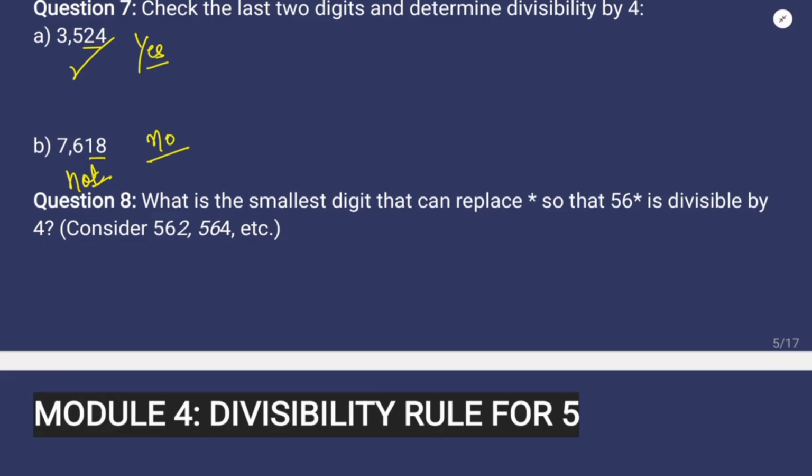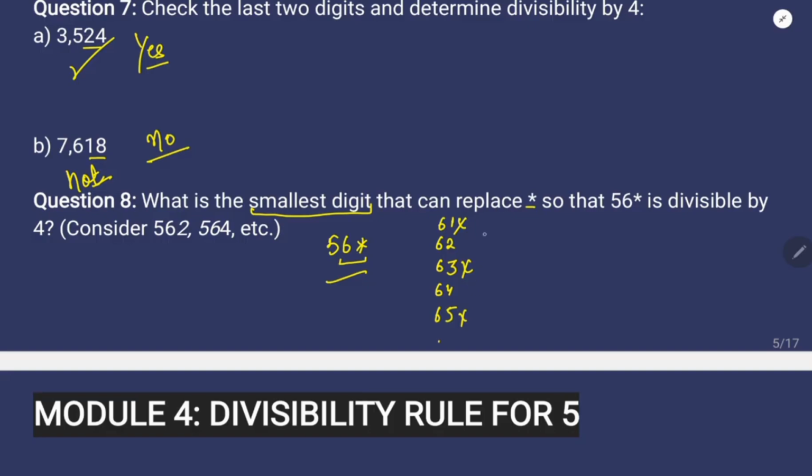Okay. So next question we have, what is the smallest digit that can replace star? We have 5, 6, star, so that the number is divisible by 4. So here it can be like 61, 62, 63, 64, right? 65, anything, but we need to take the smallest digit so that this number becomes divisible by 4. Can I take 1 here? 1 and 3 and 5 I cannot take, because we are checking divisibility by 4. So these odd numbers will never be divisible by 4.